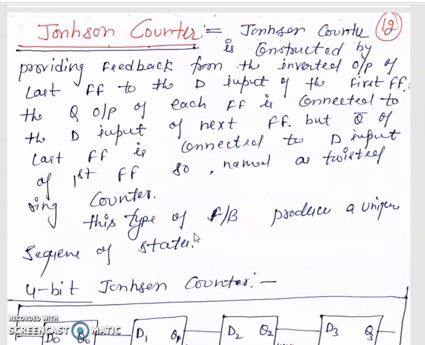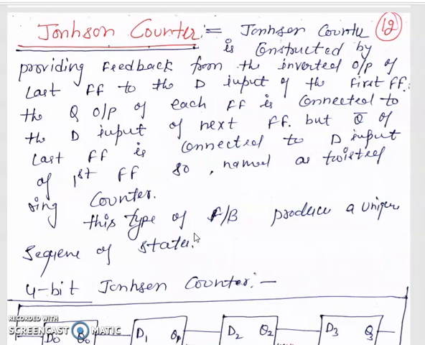The Q output of each flip-flop is connected to the D input of the next flip-flop, but Q bar of the last flip-flop is connected to the D input of the first flip-flop. So it is also called a twisted ring counter or Johnson counter. This type of feedback produces a unique sequence of states that does not happen in a ring counter.